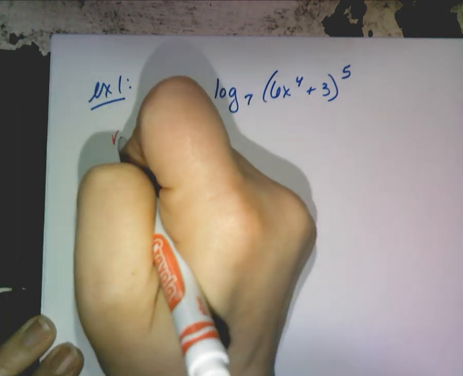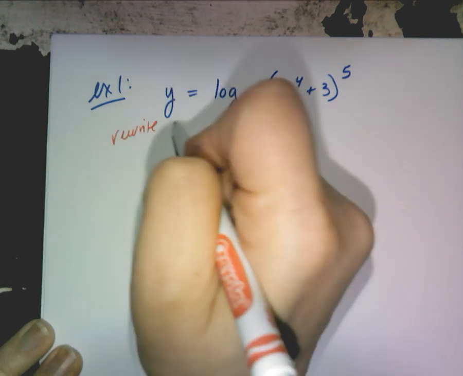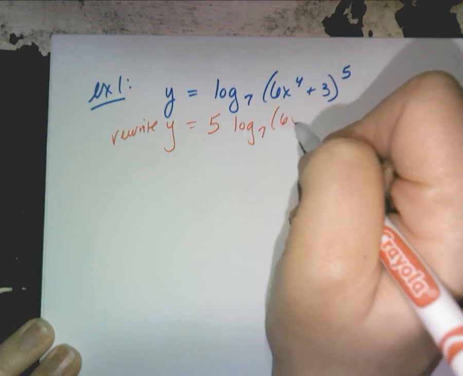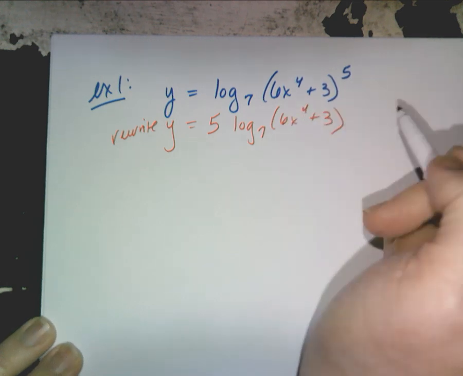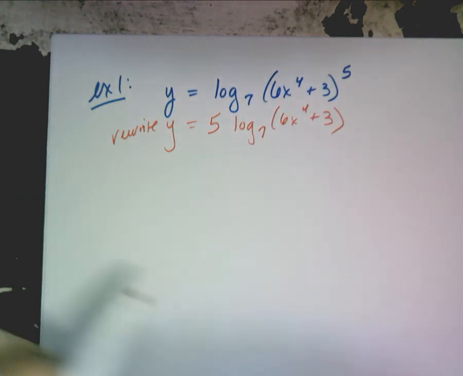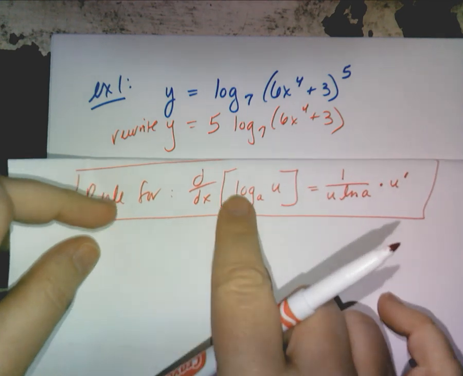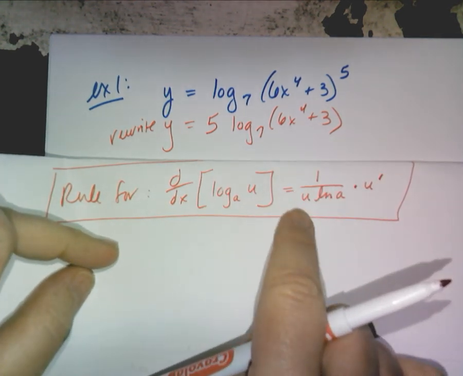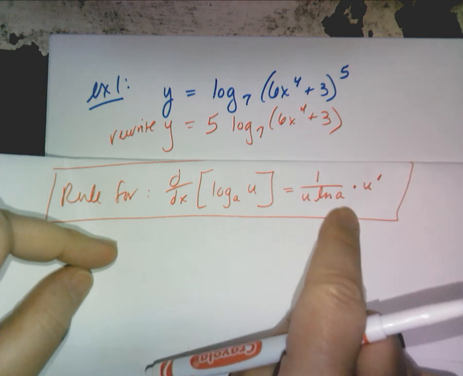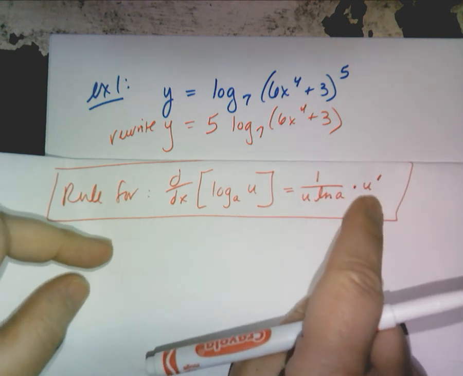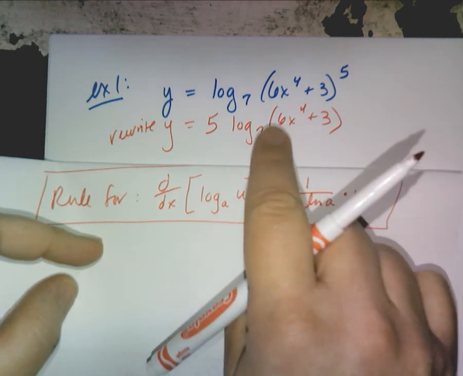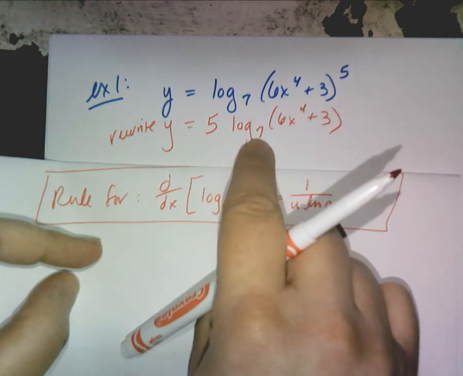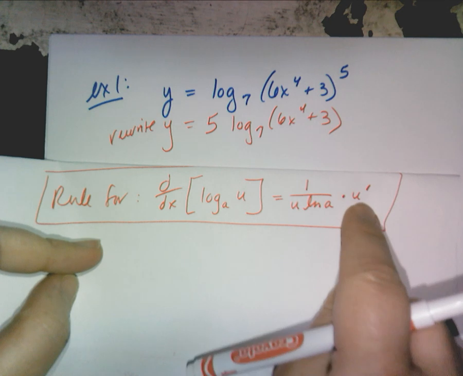So let's rewrite it as 5 log base 7 of 6x to the 4th plus 3. All right, so now, looking at this rule, log base A of u equals 1 over u times ln A times the chain. So what is my u? That. What is my A? The base. And then the chain, we're going to multiply it.